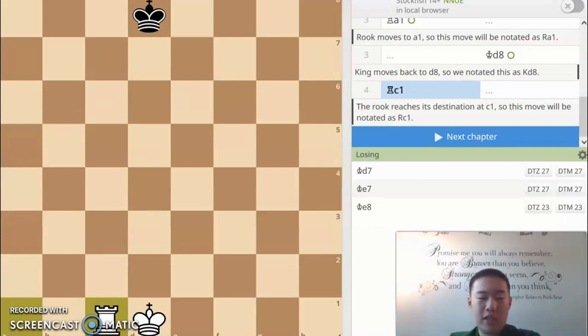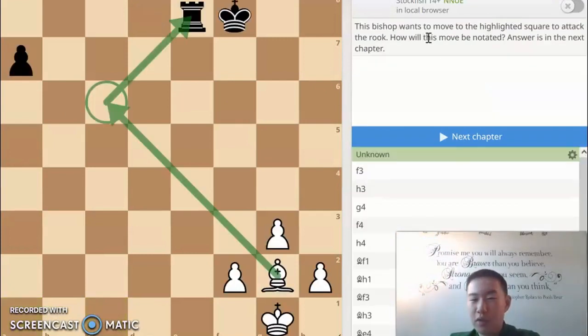Which brings us to our quiz. Number 2. So the bishop wants to move to the highlighted square to attack the rook, because as you can see, if it moves here and the bishop moves diagonally, it will attack the rook. So how will this move be notated? Please pause the video and see if you can figure it out by yourself.